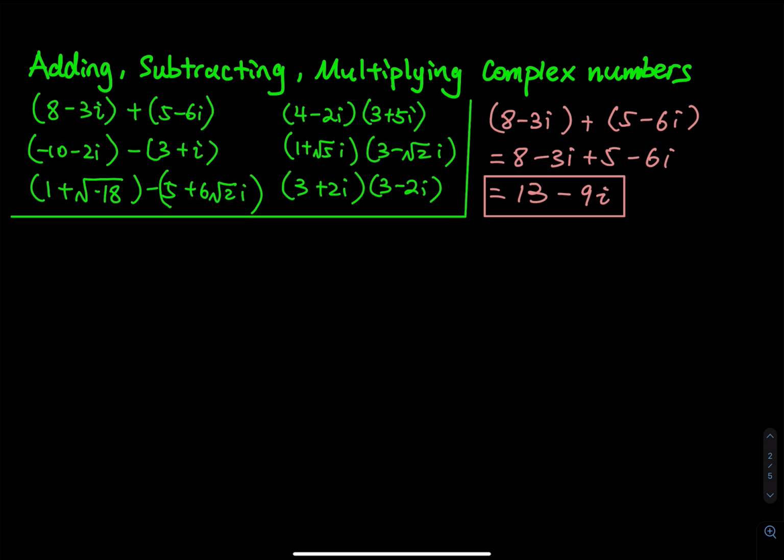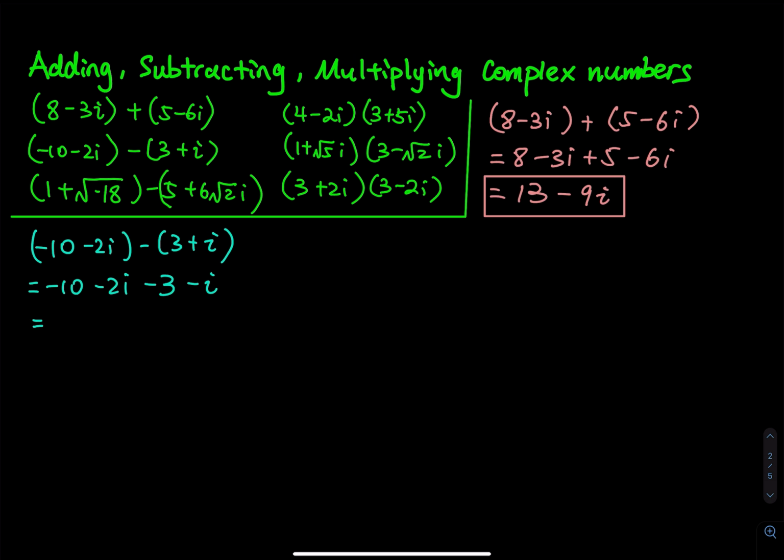The next one, let's do negative 10 minus 2i, parenthesis, minus 3 plus i. So this is a minus. When you remove the parentheses, you have to change the second side. So this is a minus 3 and then minus i. If you are wondering why, you have to distribute this minus to the 3 and to the i. So that's why that becomes a minus i. When you factor out a negative 1, you get this back.